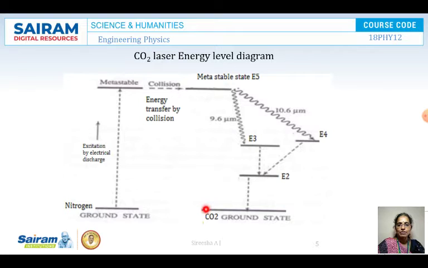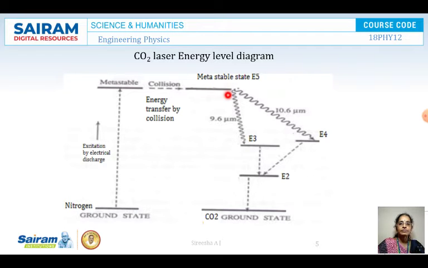Ground state atoms of the CO2 molecule reach the metastable state of the CO2 molecule, which is the E5 state. The E5 state of the carbon dioxide molecule is at the same level as the metastable state of the nitrogen atom. You can see that the energy levels are the same. Due to matching of energy levels, resonant energy transfer takes place. Remember, the E5 state of the CO2 molecule is a metastable state, and for our laser transitions we need metastable states to achieve population inversion.